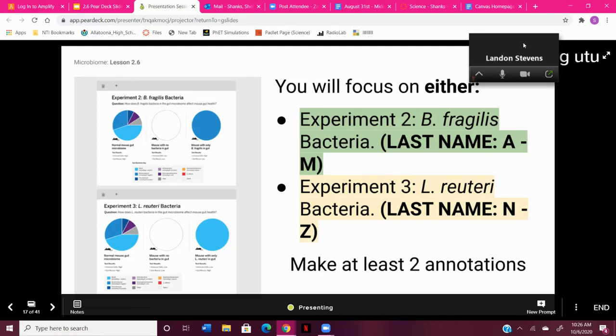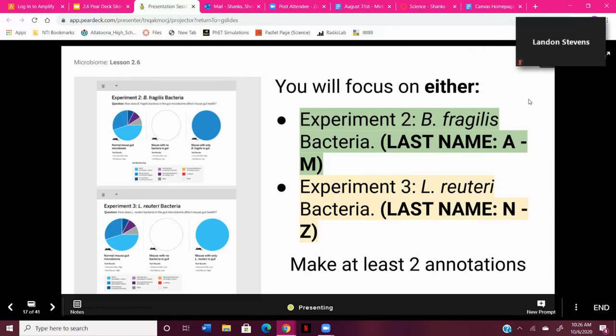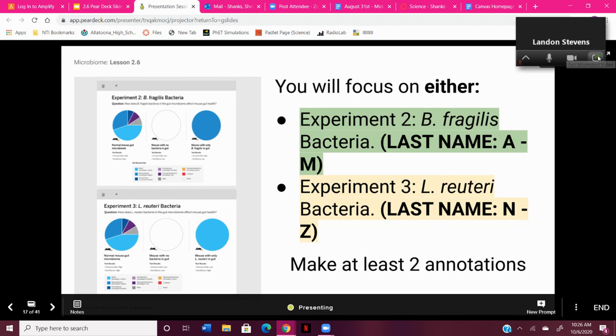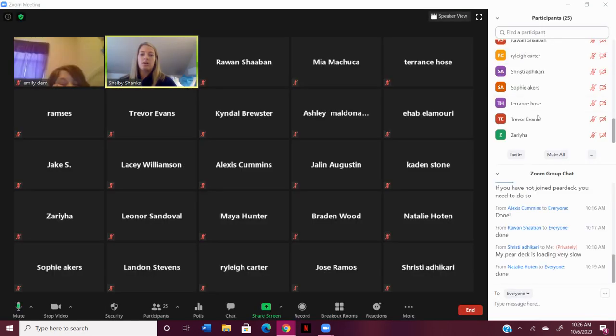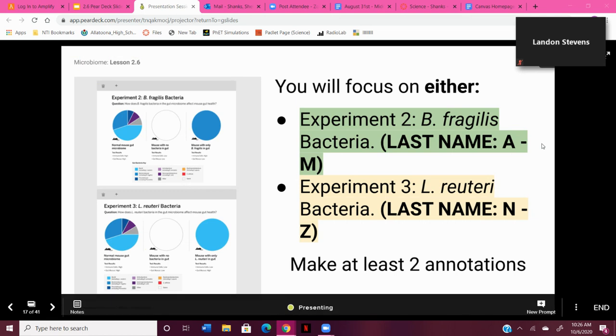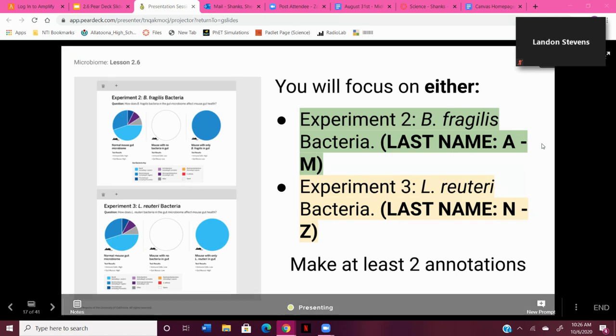All right, so here's the thing. We've got 2 different experiments. One is going to be looking at the B. fragilis bacteria. The other is going to be looking at the L. reuteri bacteria. All right, so you will not be doing both of them. You're only going to be looking at one of the experiments.